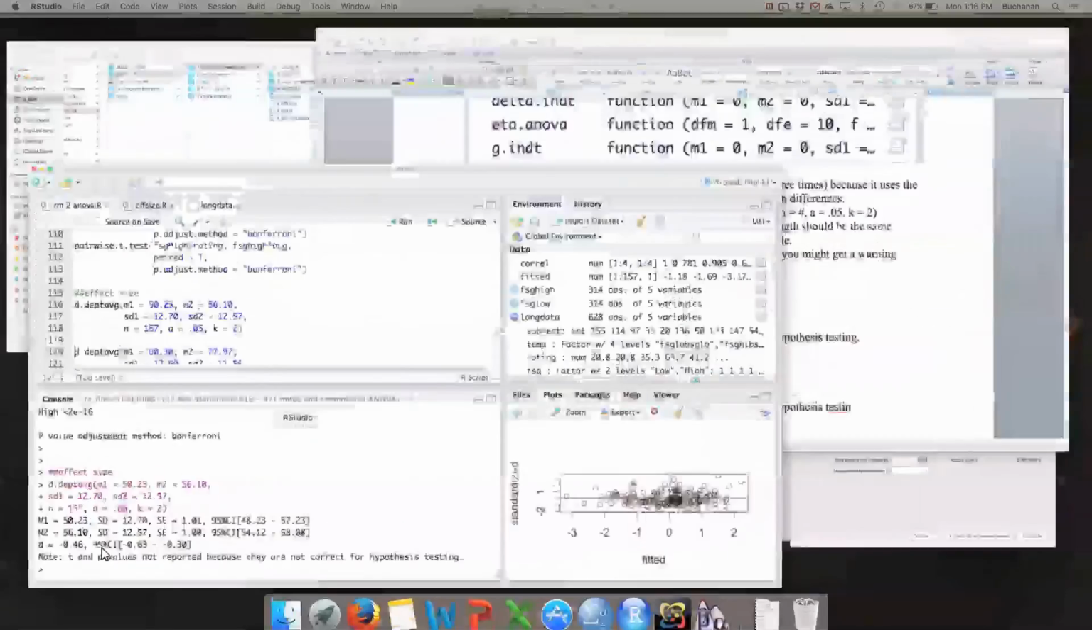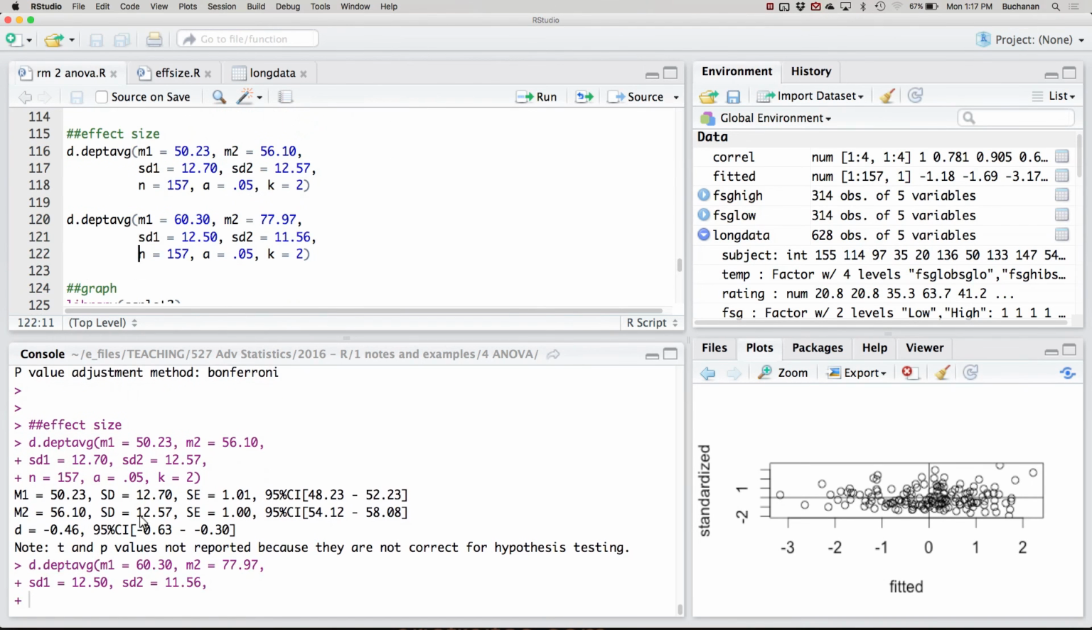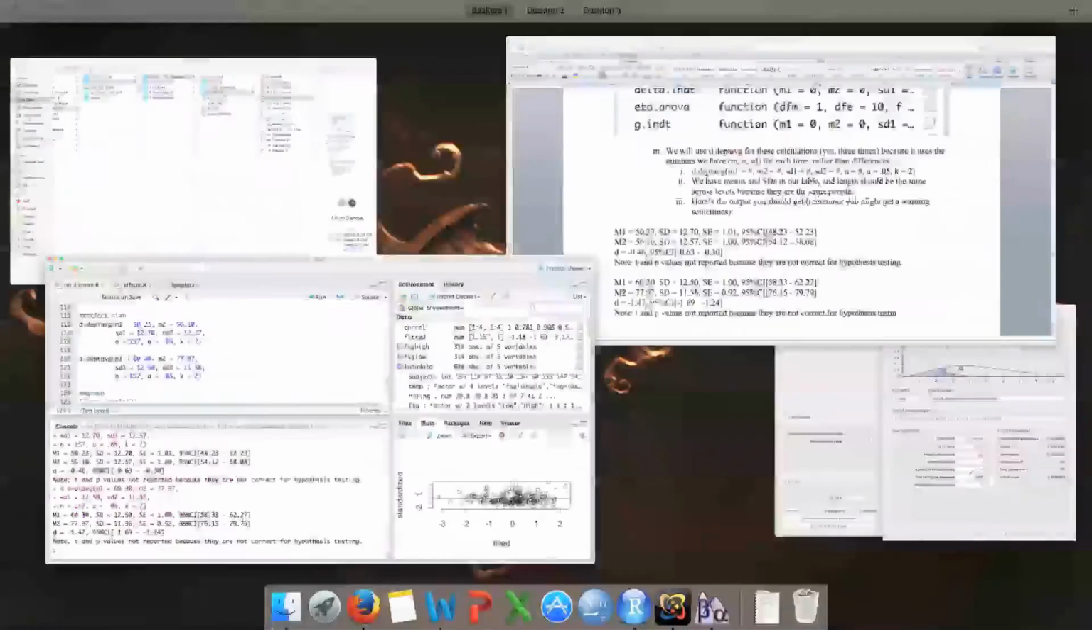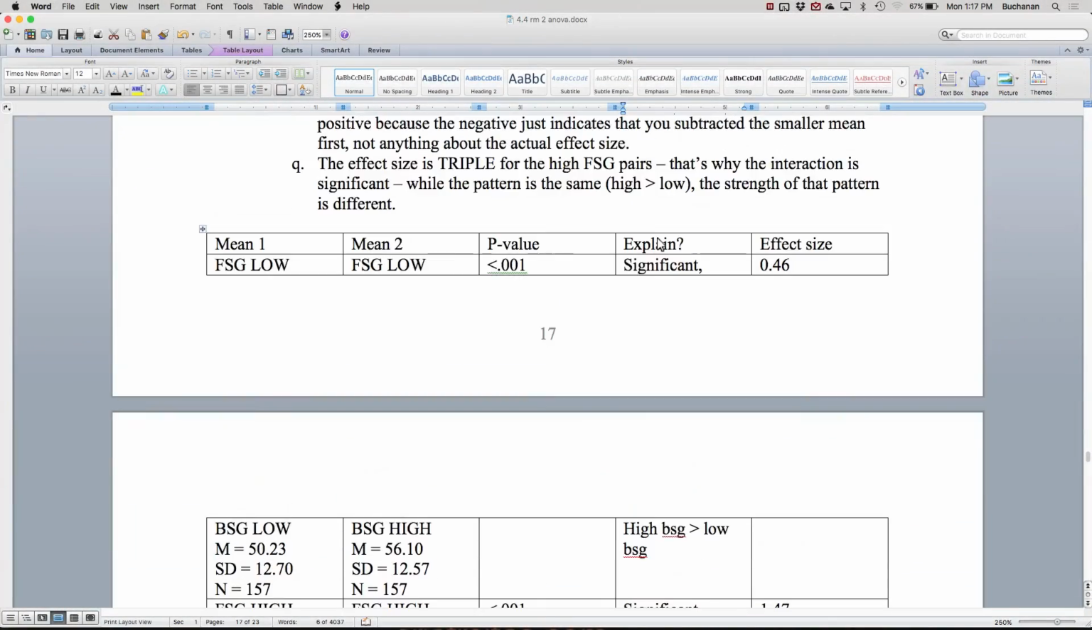The first one is a medium effect size, so about 0.5. And the second one is triple the size, so it's 1.5. So the interaction is caused by them being the same pattern, but one of them is a medium difference and one of them is a very large difference. So the pattern's the same, but the size of the pattern is different. So one of them is triple the effect size of the other one.